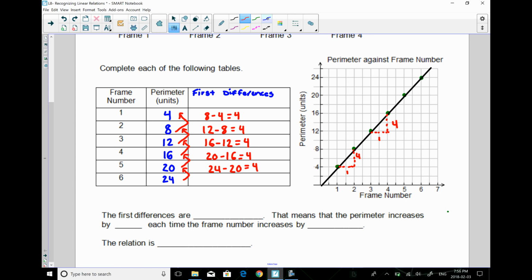In this case, the first differences are the same. That means that the perimeter increases by 4 each time the frame number increases by 1. So when this is consistent, first differences are the same, our increase is the same, we call this a linear relationship. Let's look at another example.